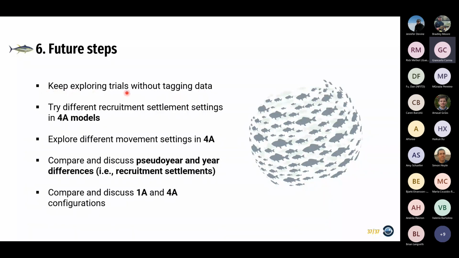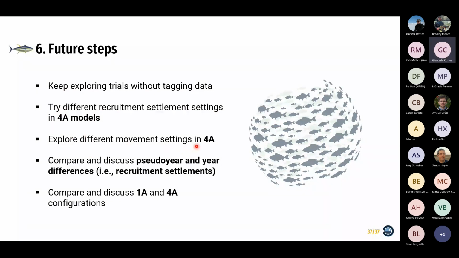We want to keep exploring the trial without tagging data. As I said, one of the things that we want to understand and make sure of is what information the tagging data is providing, especially for the 1-area model. We want to try different recruitment settlement settings in the 4-area model, especially what happens if we don't have tagging data in the model. We want to see if the model is able to estimate recruitment among areas without the need of using tagging data or estimated movement parameters.